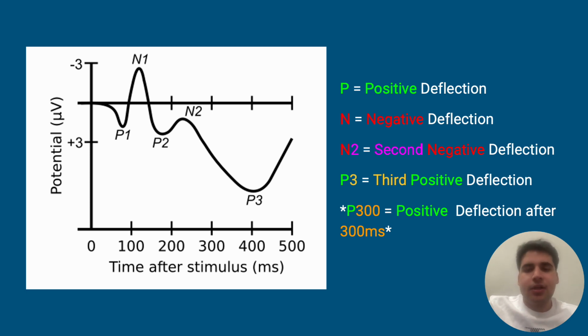Now let's test our understanding. What do you guys think N100 would stand for? Well, the answer would be that N represents the negative deflection, and the 100 would be the negative deflection that happens after 100 milliseconds. And you can see that this is true from the diagram.